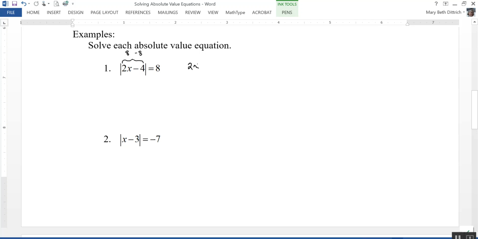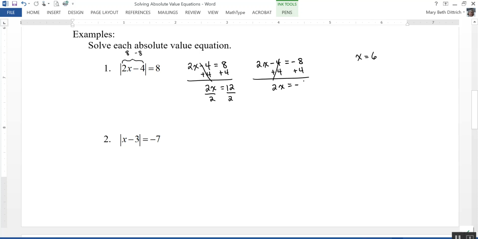So from here I'm going to write two equations. The stuff between the bars, 2x minus 4 is equal to positive 8, and 2x minus 4 is equal to a negative 8. So now I'm going to solve each equation by adding 4 to each side. And then divide by 2. So x is equal to 6. And doing the same thing with this equation, adding 4 to both sides. Negative 8 plus 4 is negative 4. And then dividing by 2 gives me x is equal to negative 2.